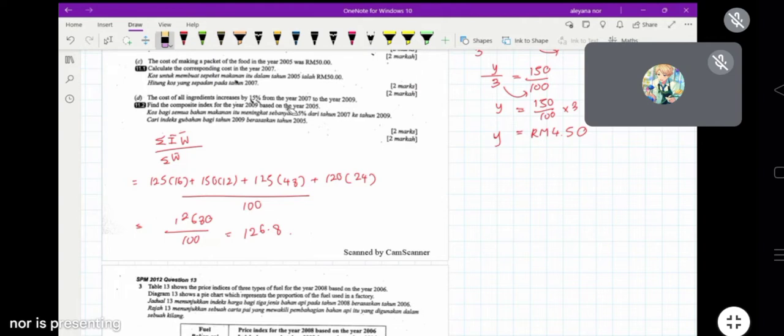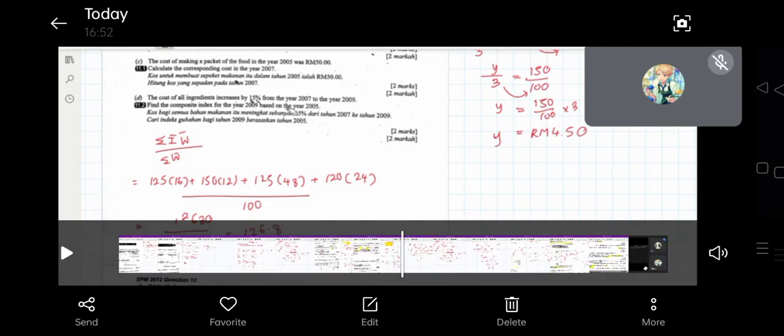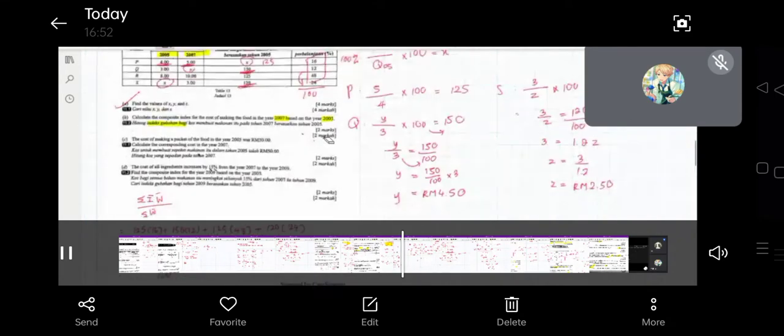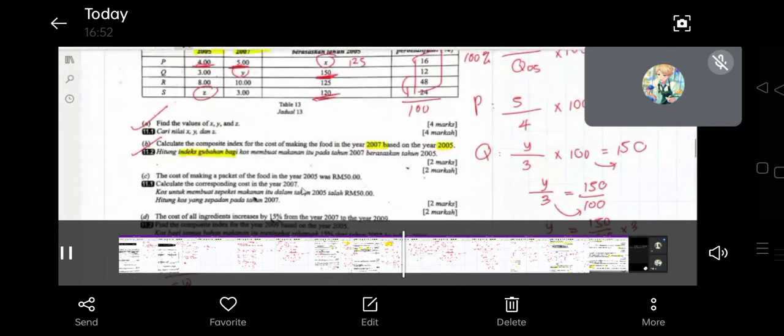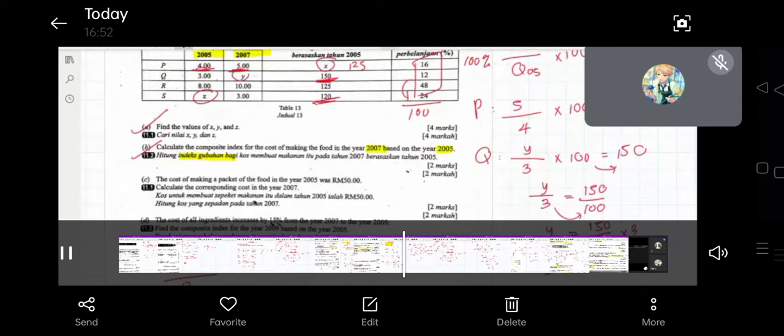Next question. The cost of making a packet of food in the year 2005 was 50 ringgit. Calculate the corresponding cost in the year 2007. So this one you want to count the cost yang sepadan. This is super easy too. We'll be using the original price index formula, except we're going to substitute 2005 with 50 ringgit because it states over there.